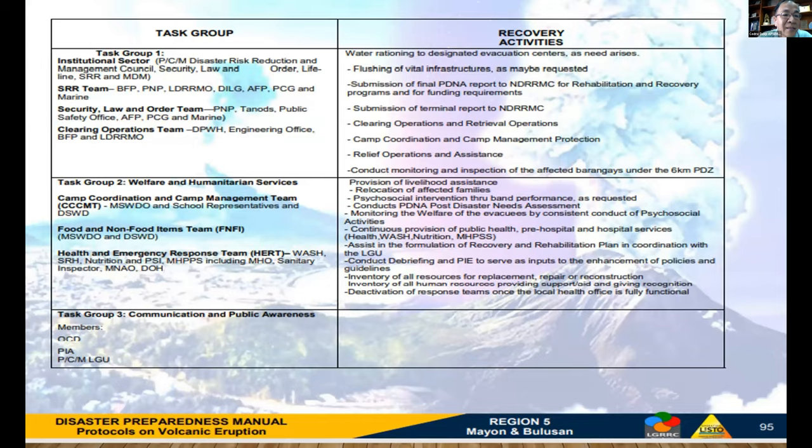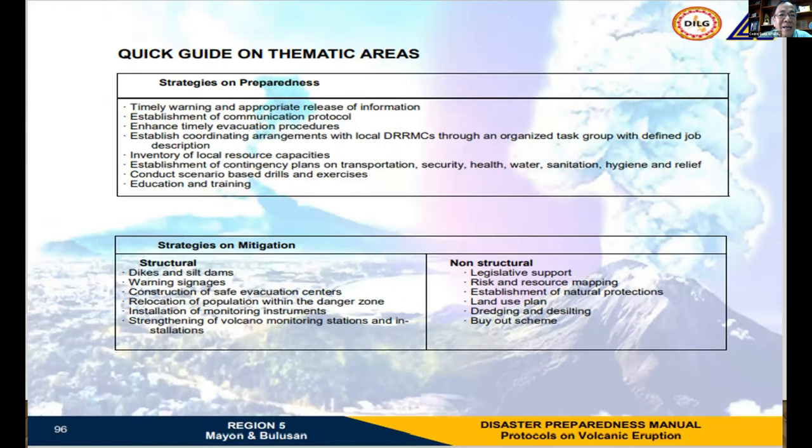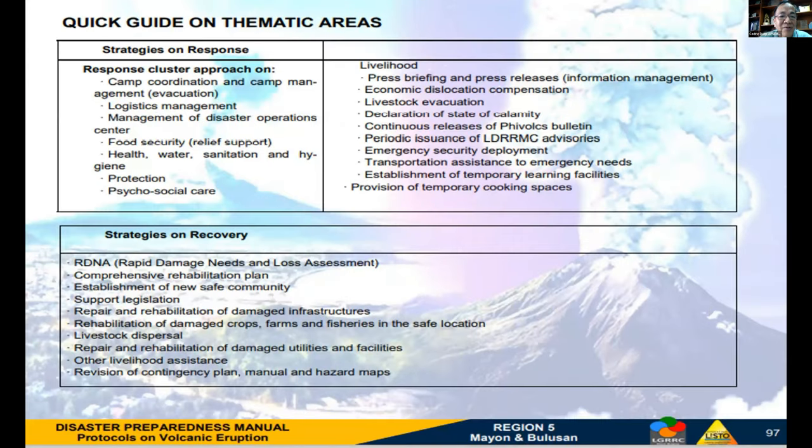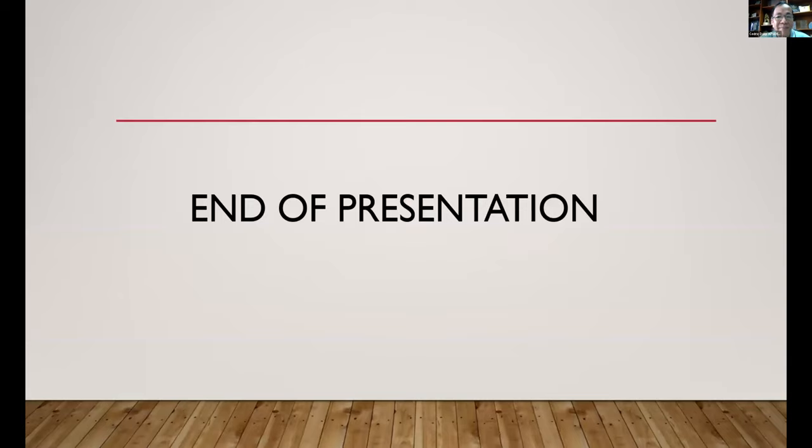Okay, task group pa rin yan. Quick guide on thematic areas. Ito na yung sa preparedness, mitigation, response and recovery aligned with the thematic areas of our disaster risk reduction and management framework. So consistent tayo sa disaster preparedness manual developed by LGA and DILG Region 5. Maraming salamat po.